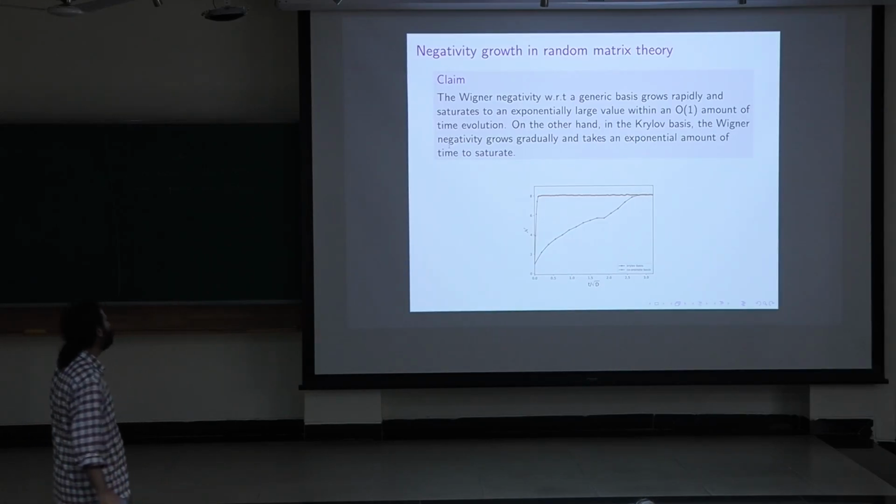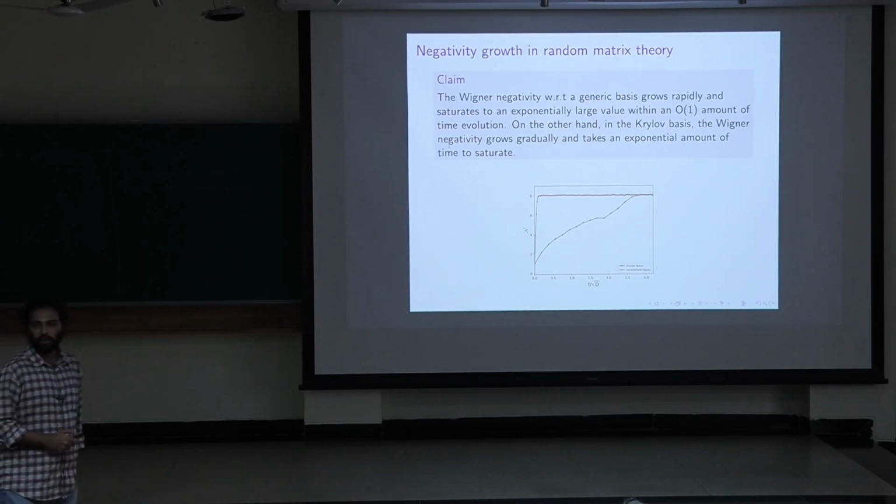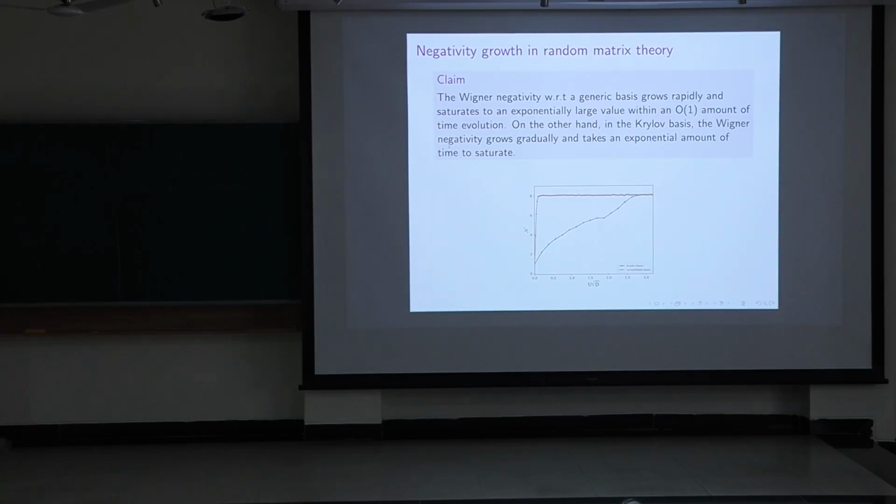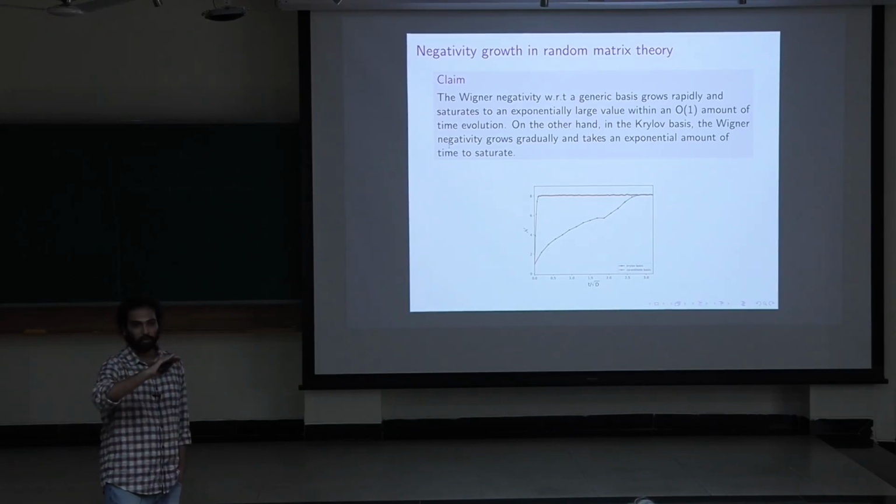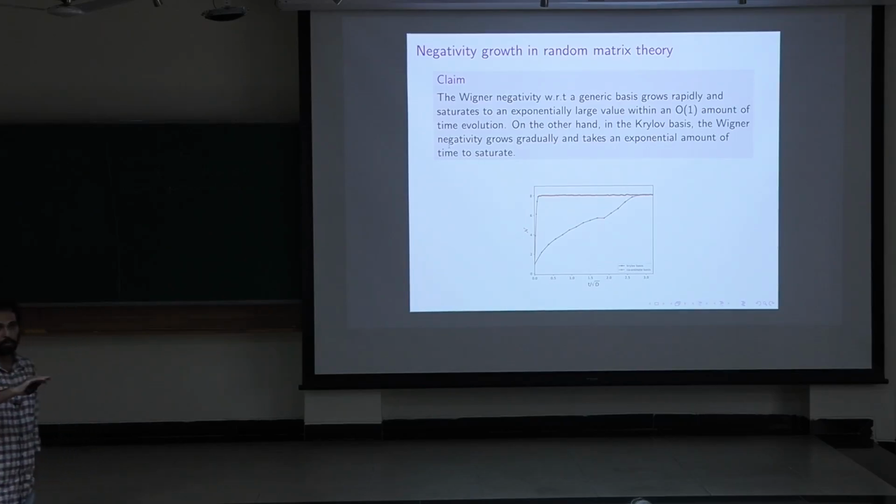So the next claim is that the Wigner negativity with respect to any generic basis, so if you just pick your basis generically without fine-tuning it, will grow very, very rapidly within an order 1 amount of time evolution and saturate to its maximum value. The maximum value happens to be close to square root of d.